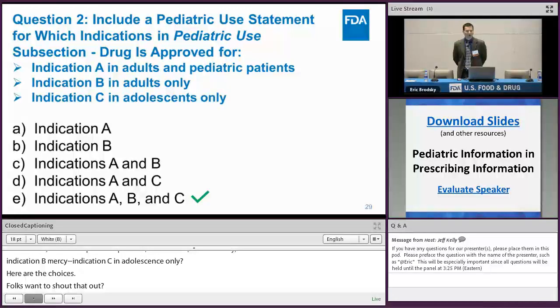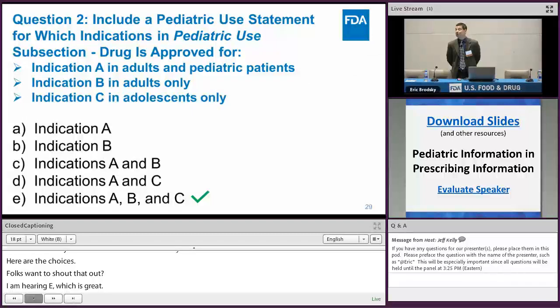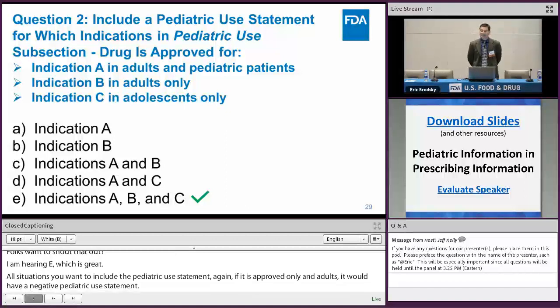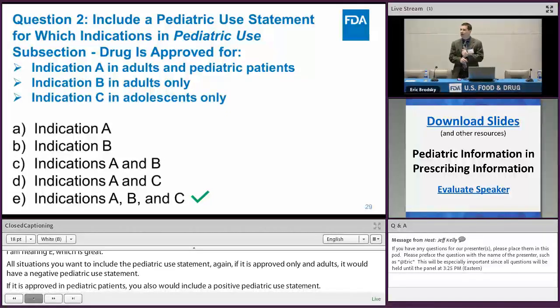Again, if it's approved only in adults, it would be somewhat of a negative pediatric use statement. If it's approved in pediatric patients, you would include a positive pediatric use statement. So you could see this is an example that could get very complicated. Again, every indication and every age group you want to cover.